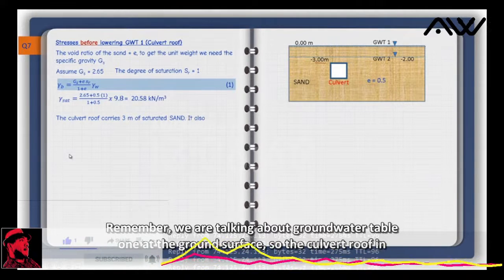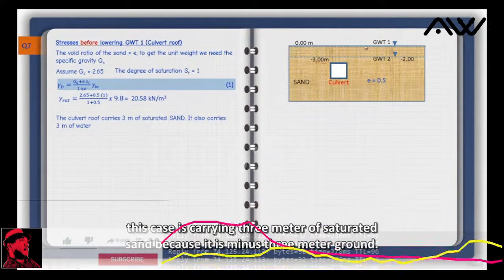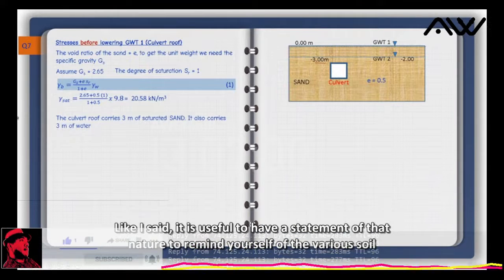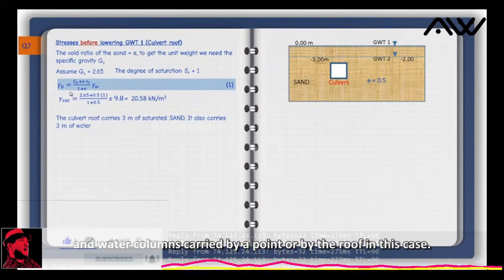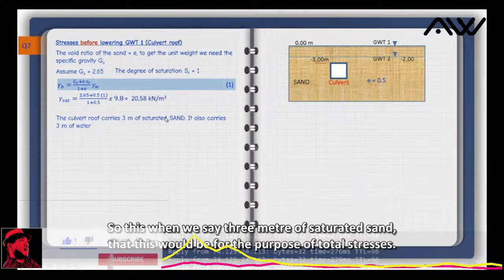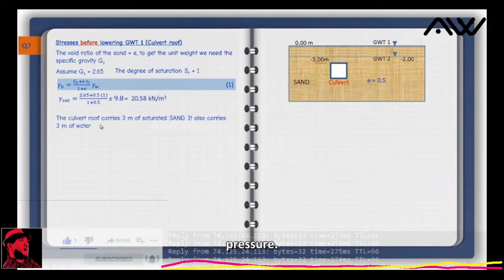So the culvert roof in this case is carrying 3 meters of saturated sand, because this is minus 3 meters and the groundwater top is here. And like I said, it is useful to have a statement of that nature to remind yourself of the various soil and water columns carried by a point, or by the roof in this case. It also carries 3 meters of water. When we say 3 meters of saturated sand, this is for the purpose of total stresses. And when I say it also carries 3 meters of water, that's for the purpose of hydrostatic water pressure.